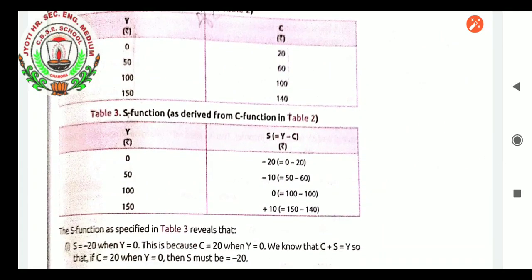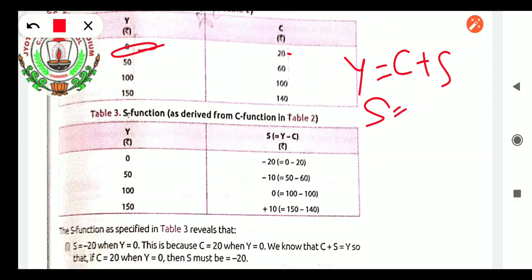If you relate the two tables, what we can see is that at autonomous consumption, saving will be negative, because you consumed even when your income is zero. The formula for saving, from Y equals C plus S, is S equals Y minus C. If we substitute Y as 0, 0 minus 20 gives minus 20. So minus 20 will be the saving. From our earnings, the saving will be deducted.